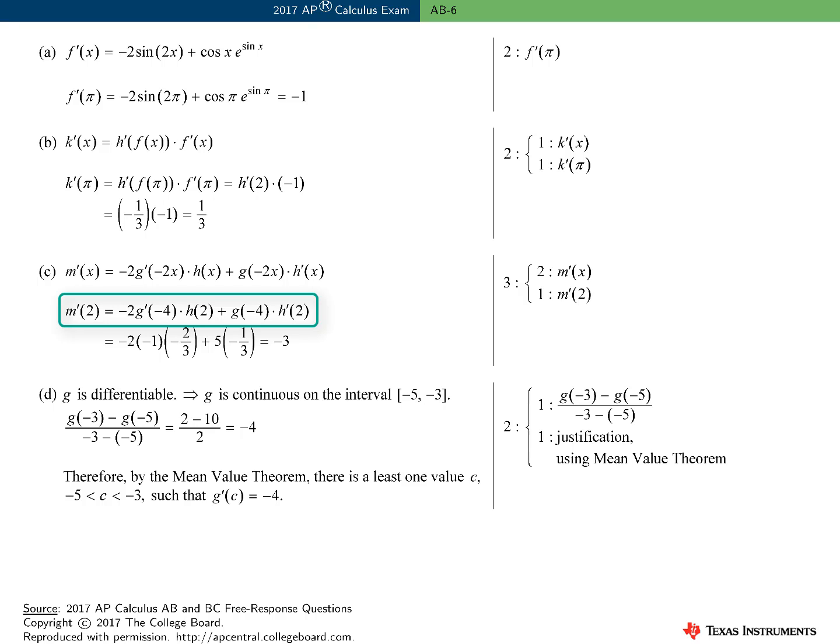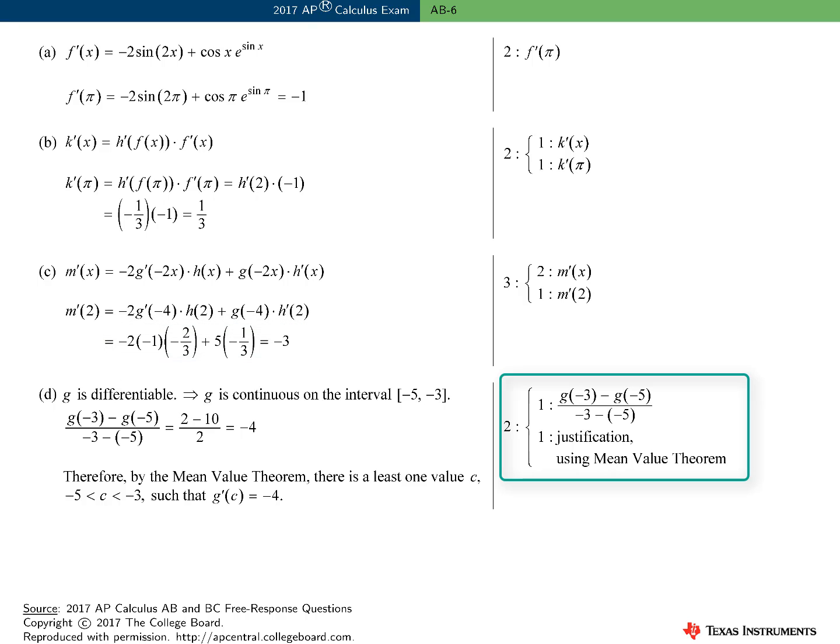In order to find g prime of minus 4 and g of minus 4, we'll use the table given in the problem. And in order to find h of 2 and h prime of 2, we'll use the graph given in the problem. And after a little bit of simplification, the final answer here is minus 3.